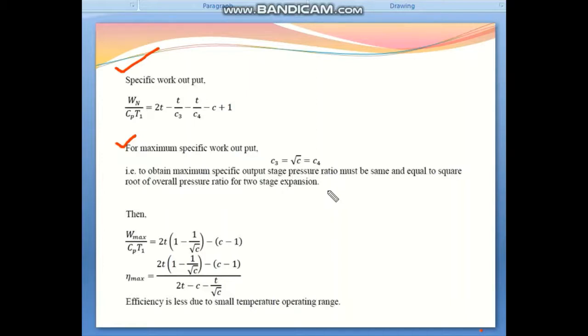So the maximum specific work output becomes W max by Cp T1 equals 2 into T into 1 minus 1 by root C, minus C minus 1. So the maximum efficiency becomes 2 into T into 1 minus 1 by root C, minus C minus 1, divided by 2 into T minus C minus T by root C. The efficiency is less due to the small temperature operating range.